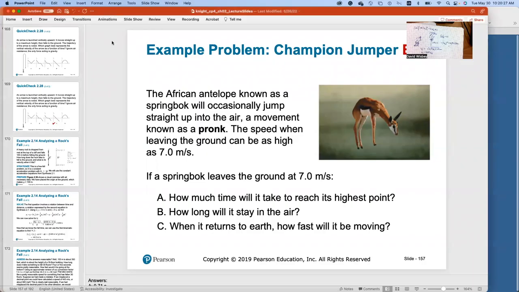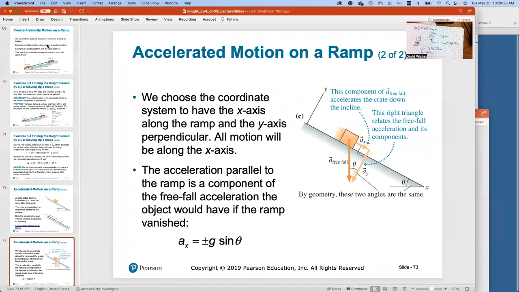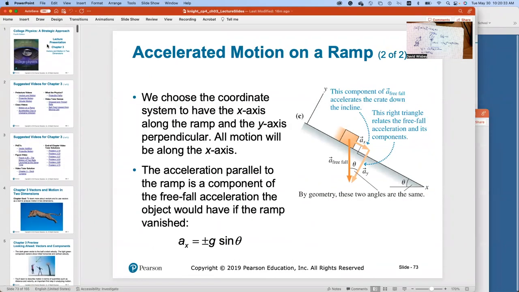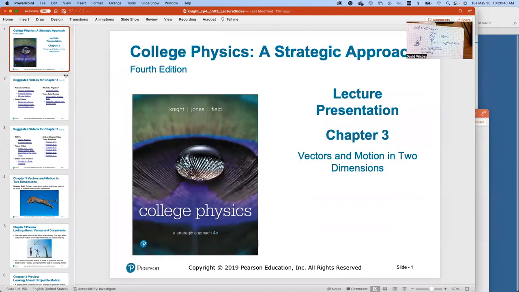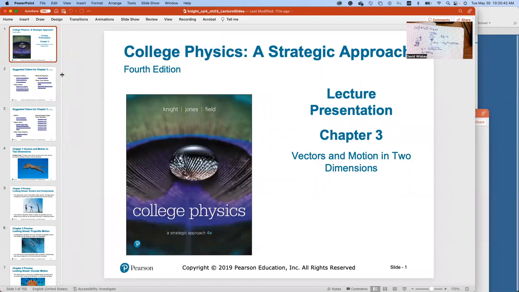All right. So we're going to go on to chapter 3. Okay. So now we're going to start talking about vectors and motion in 2D. All right, so we've done a lot of one-dimensional problems where something's accelerating in one direction. We have a diver going up and then coming back down. Then we had rocket motion. We had cars going in one direction. But now we're going to be dealing with projectiles. So projectiles would be 2D, or motion in two directions.